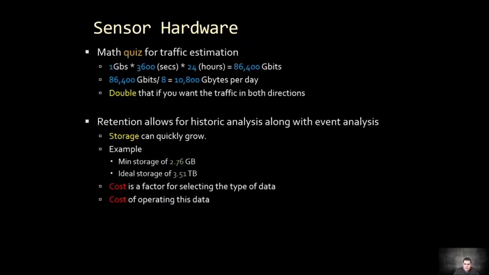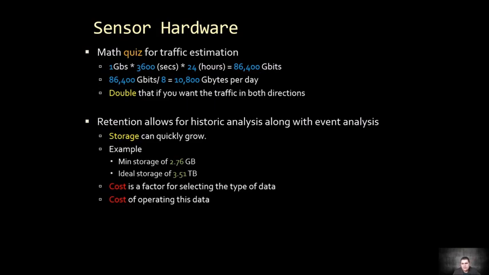A small quiz to show you the relationship between the size of the storage that you need. So imagine we have traffic of a 1 gigabit per second connection, and you take the time of the day, how many hours you have, multiply by 24 hours, and you can get how many gigabits per second you need to store. We divide it by 8 to get bytes. We have around 10,000 gigabytes per day. Double that now, because you have 2 directions, in and out.